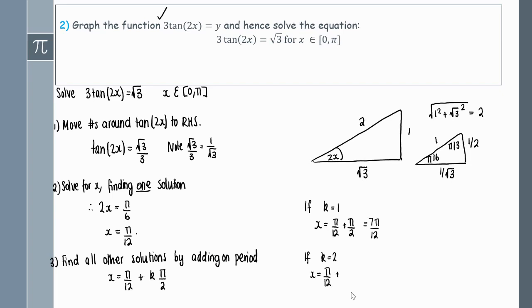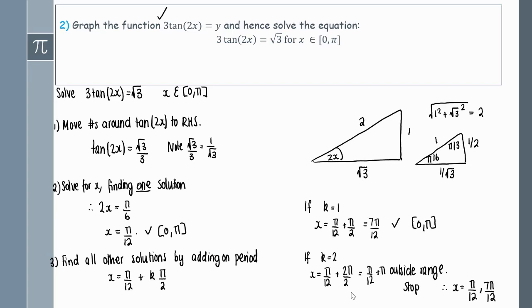If I try k equals 2, I get that x equals pi on 12 plus 2 pi on 2, or pi on 12 plus pi. Now that is outside our restricted domain between 0 and pi. So that will not be a solution. Our only solutions will be the two we found before, pi on 12, right, because that's between 0 and pi, and 7 pi on 12. We don't need to keep testing values because we've got all the values that will lie between 0 and pi.